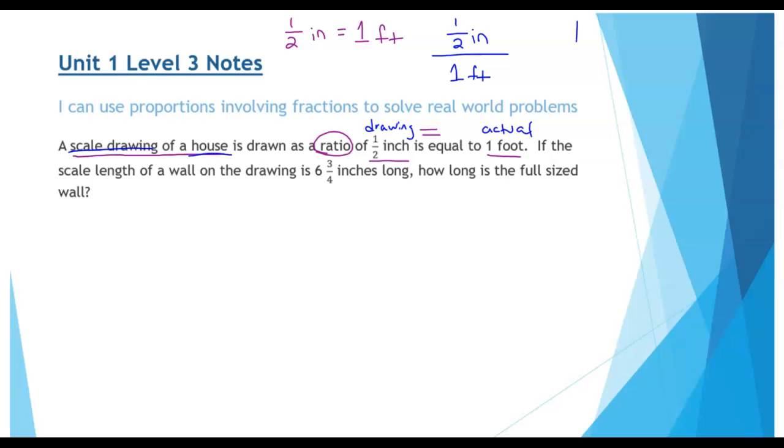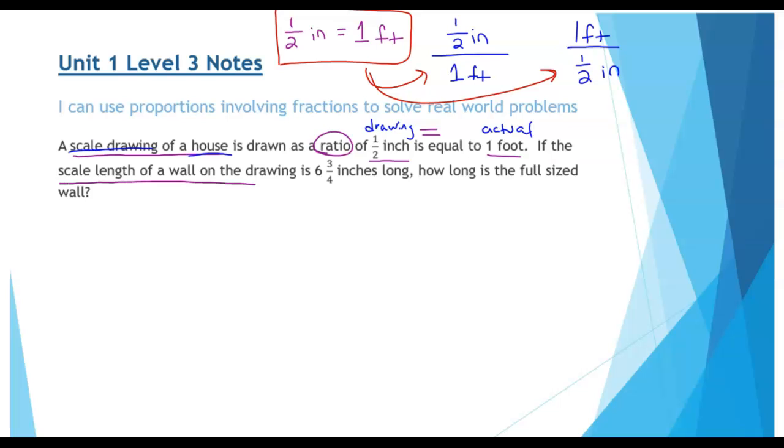Now, another way I could write this is there's 1 foot for every ½ inch. So this rate that we got can be written as a fraction to the left or to the right. Now, let's continue reading. If the scale length of a wall of the drawing is 6 3/4 inches long, so the drawing is 6 3/4. So that's your scale. How long is the full-sized wall? So how long is our actual wall of the house?